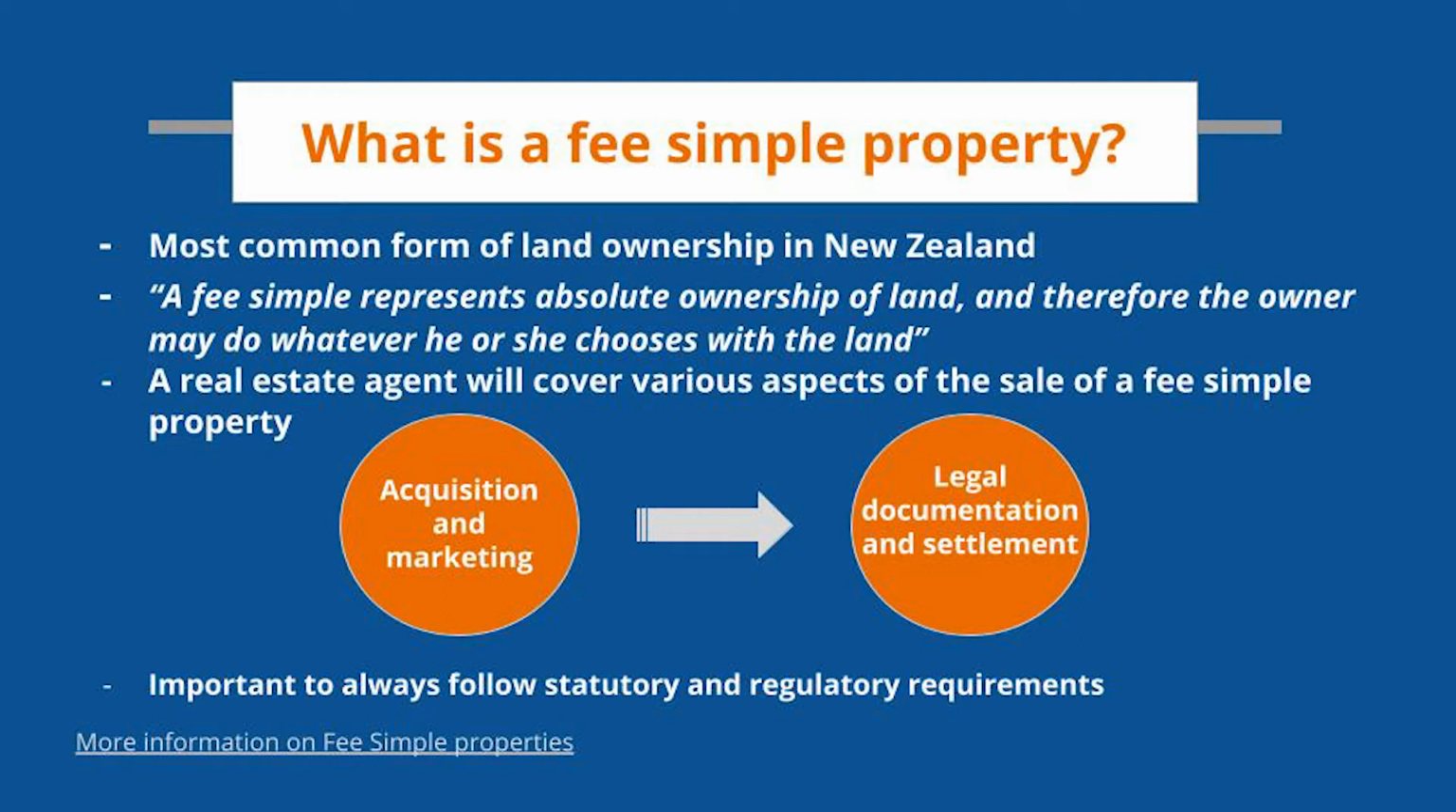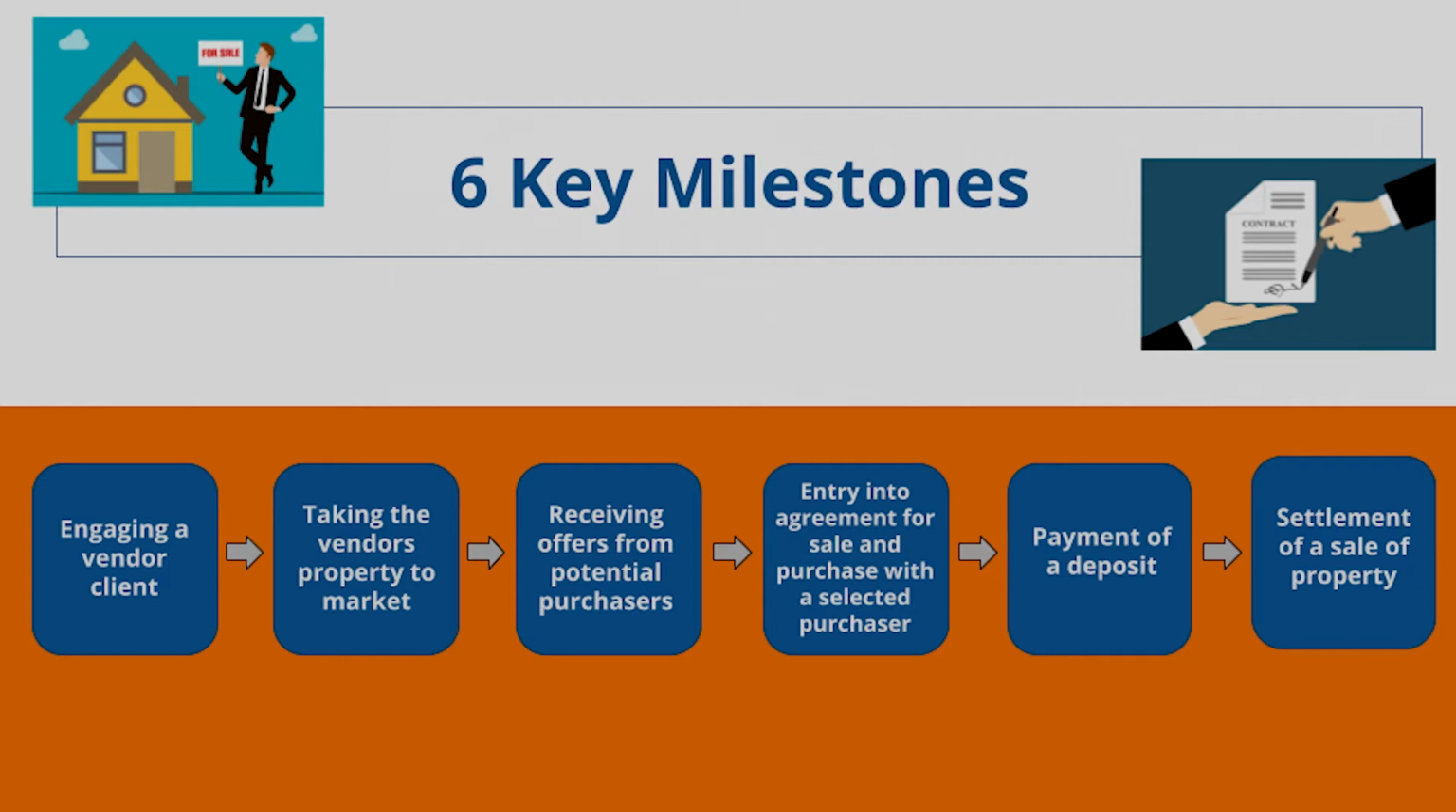As a real estate agent, you will cover various aspects of the sale of fee simple property. For example, the acquisition and marketing, all the way through to the legal documentation, change of ownership and settlement. There are 6 key milestones in the standard process of a fee simple property that a real estate agent should go through while handling the sale of a property.